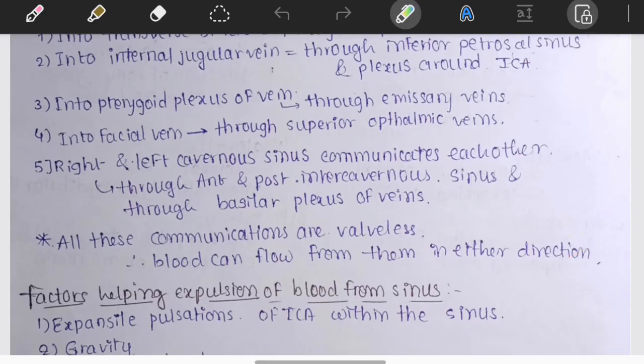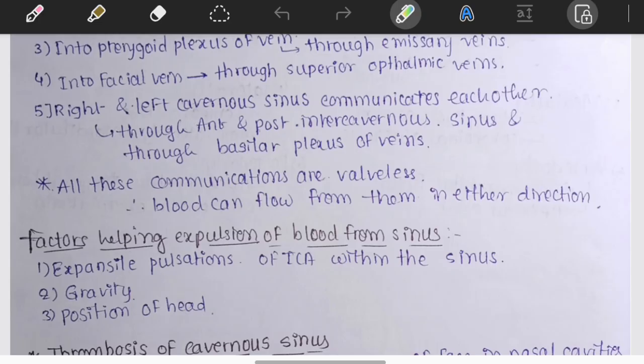This is why facial infections, nasal infections, and paranasal sinus infections can spread into the cavernous sinus, and this single concept explains one of the most famous clinical correlations in anatomy. Here we will see the factors helping blood flow from the sinus.